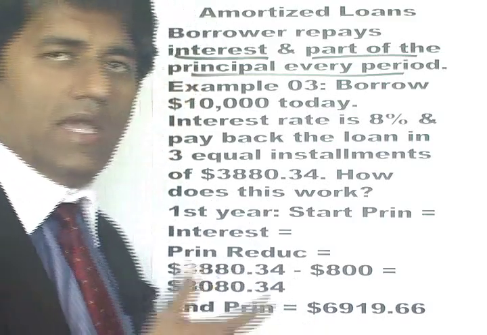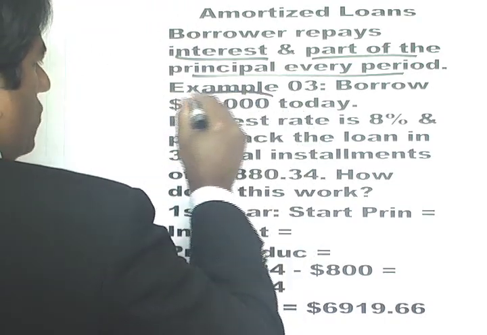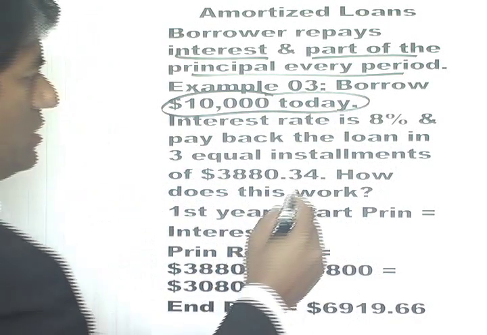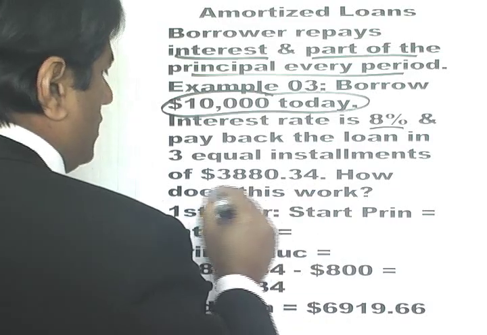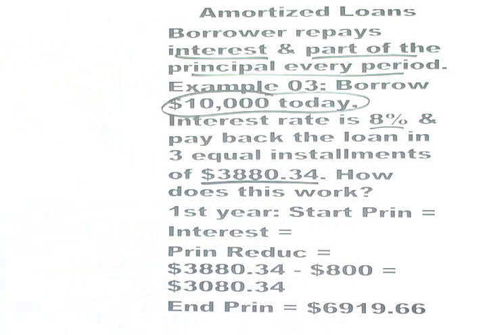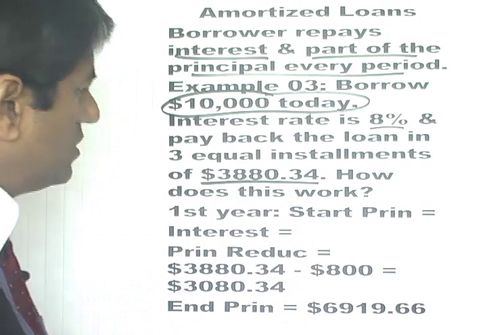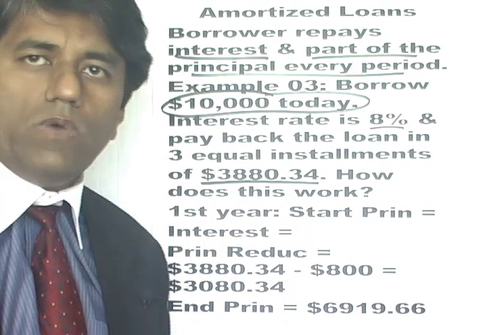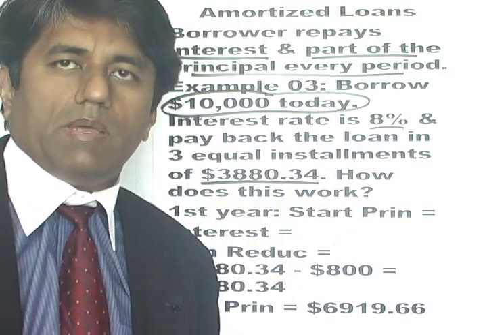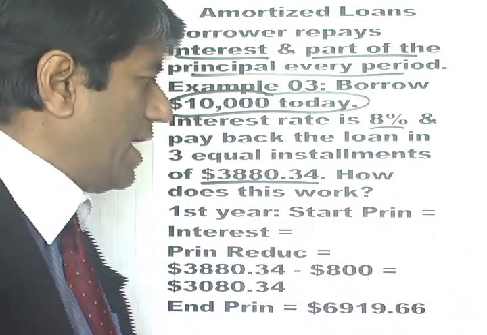Here we have a borrowing of $10,000 today. You're also told that the interest rate is 8% and the loan is going to be repaid in 3 equal installments of $3,880.34. So how will this work, and why is this repayment amount the correct repayment amount? Let's work through this entire amortization, and then you'll understand.